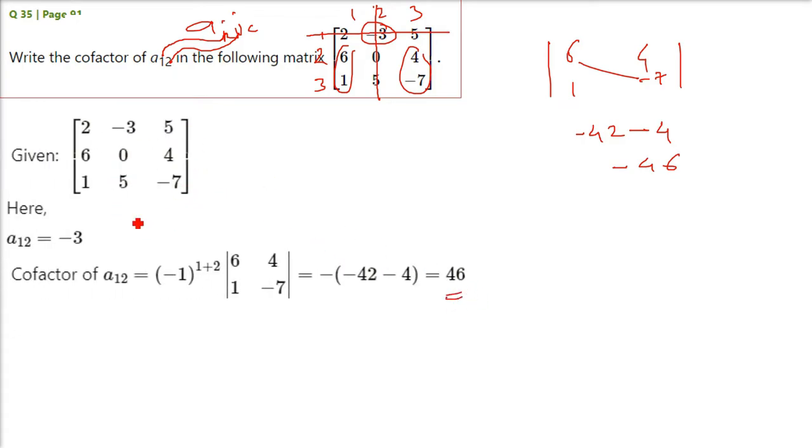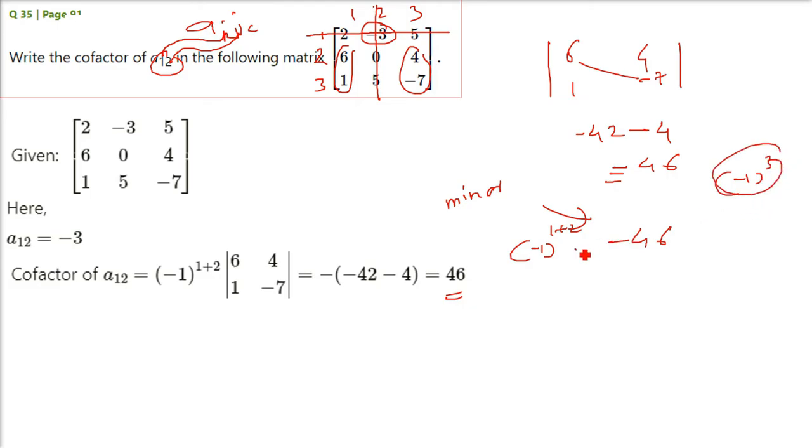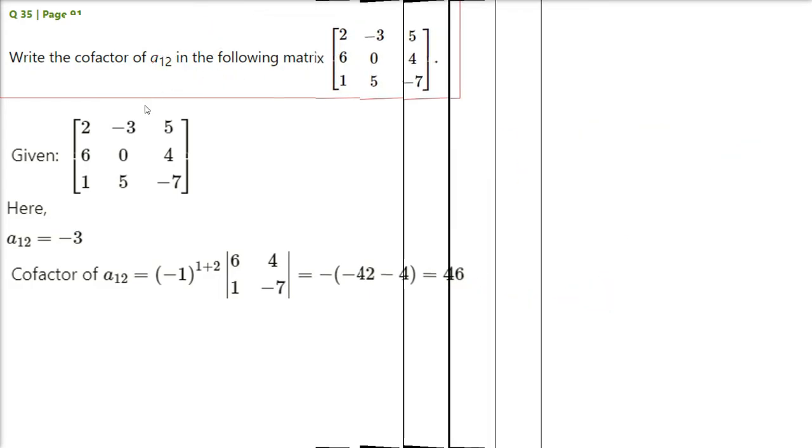Now in order to find out the cofactor, you have to multiply it with (-1) to the power i plus j. What is i? What is j? i is 1, j is 2. So i plus j is 3. (-1) to the power 3 is -1. So you have to multiply this minor with -1. And (-1) to the power 3, because 3 is odd, it is going to be -1. Multiply, you get 46. Please remember, cofactor is minor with the sign.